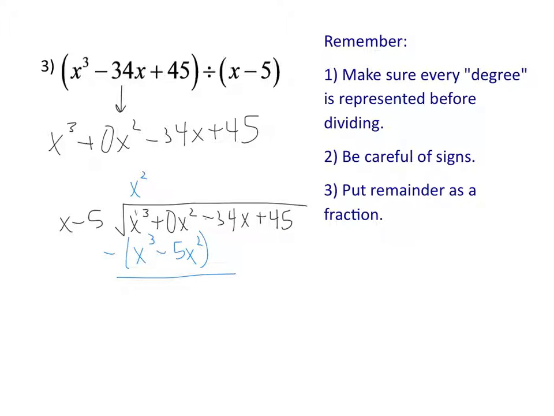So now if I subtract, x cubed minus x cubed goes away, 0x squared minus negative 5x squared, and this is where you need to be careful of signs. Double negative really means add, so I get 5x squared. Bring down the negative 34x, and now I ask myself, how many times does x go into 5x squared? 5x times, and now I say x times 5x is 5x squared. Negative 5 times 5x is negative 25x, and now I subtract.